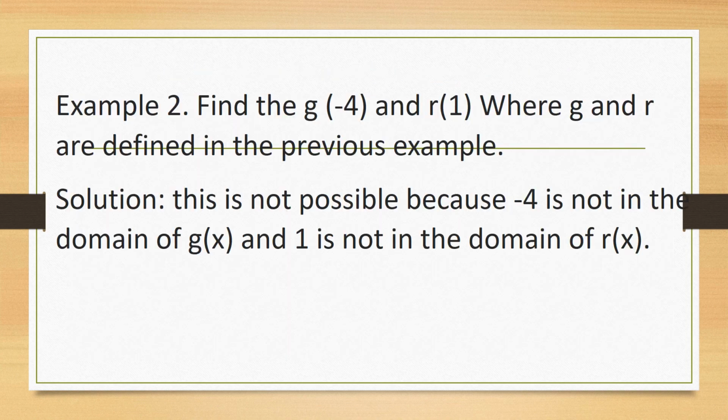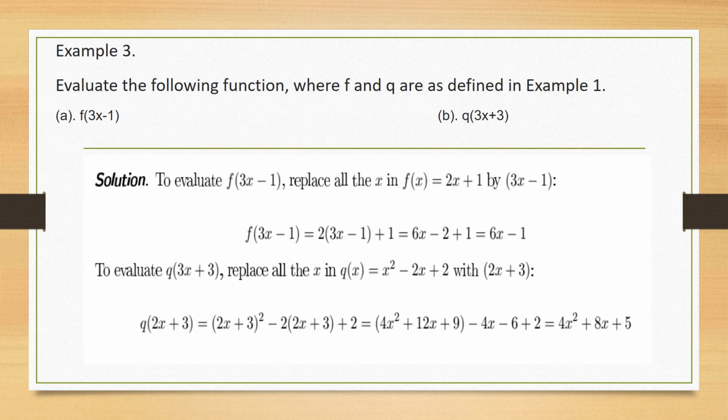Next, example 2. Find g of negative 4 and r of 1, where g and r are defined in the previous example. Solution. This is not possible because negative 4 is not in the domain of g of x, and 1 is not in the domain of r of x. So when you try to substitute negative 4 into g of x, the result is undefined, and if you substitute 1 into r of x, then the result is also undefined. So it is undefined.